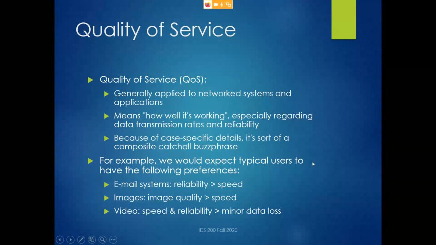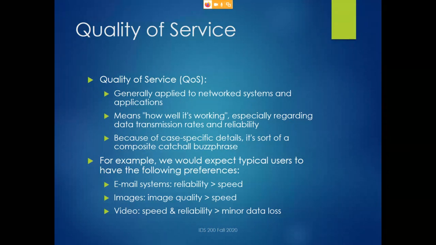So here's an example. You have typical users using an email system, right? Well, for email, speed isn't that important. If it gets there in half a second versus 1 second versus 2 seconds, it's not that big of a deal. What is important is that the email gets there reliably, that you know that all the data that got pushed into the pipes comes out on the other side correctly, right? So email reliability is very important. Speed, not so much.